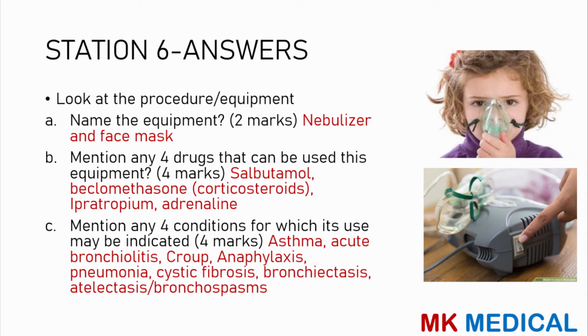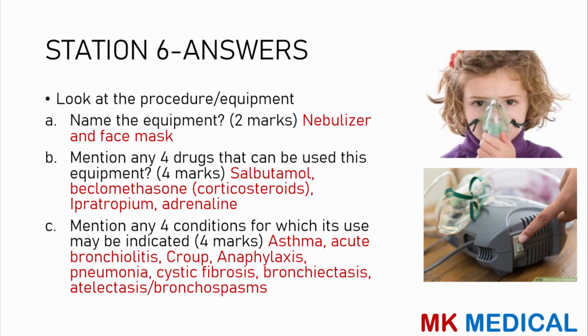is an adrenergic agonist, short acting. You could also use inhaled corticosteroids such as beclomethasone. You could use ipratropium bromide. You could use adrenaline. So mention any four conditions for which its use may be indicated: in patients with asthma, acute asthmatic attack, in patients with acute bronchiolitis, croup, anaphylaxis, pneumonias, cystic fibrosis. You could use it also in bronchiectasis, atelectasis, and bronchospasms.